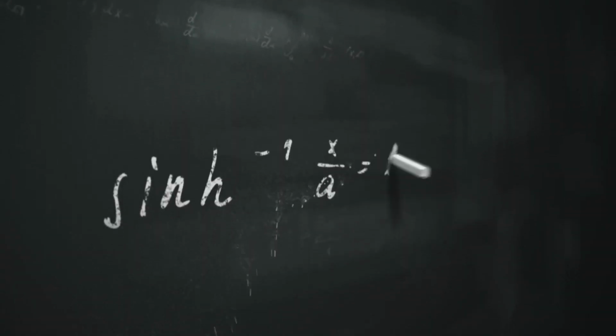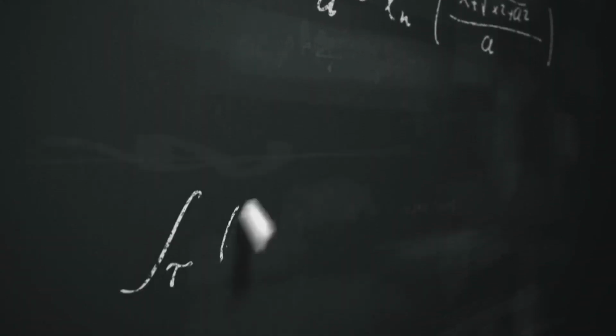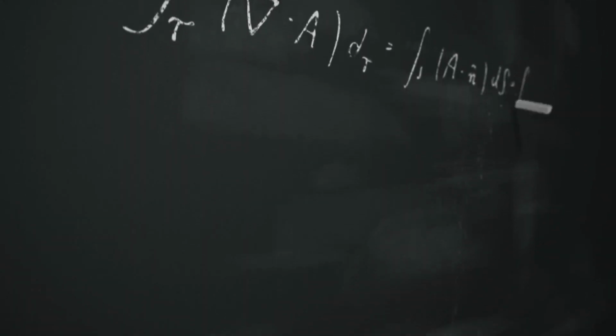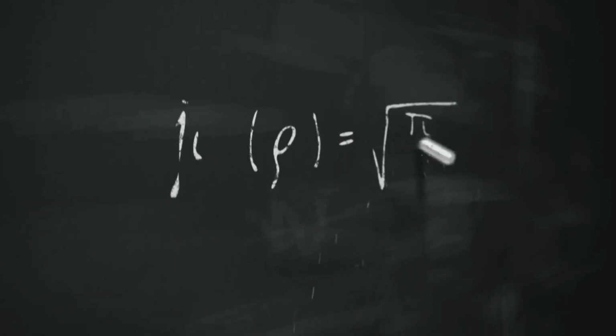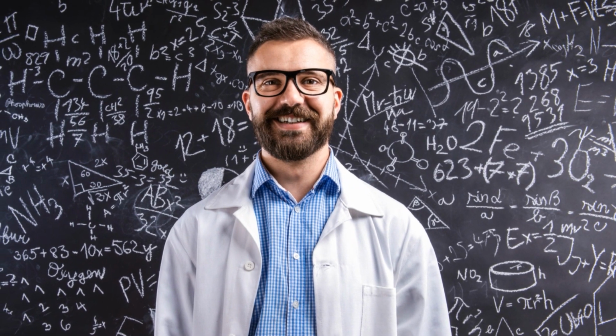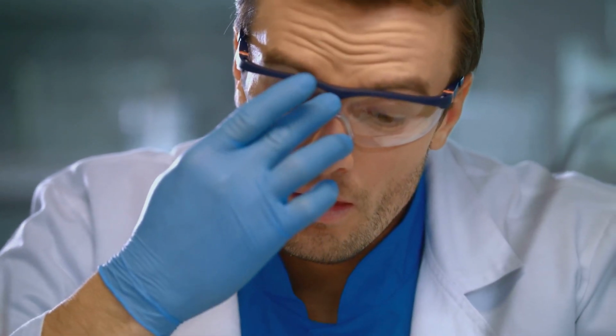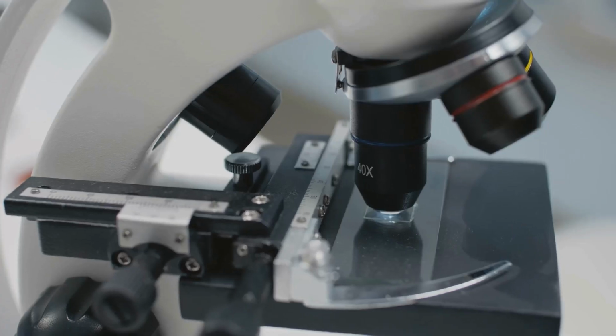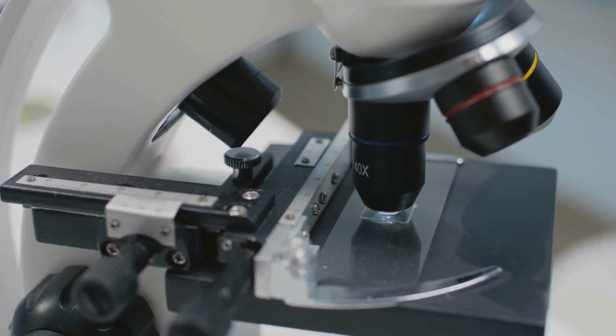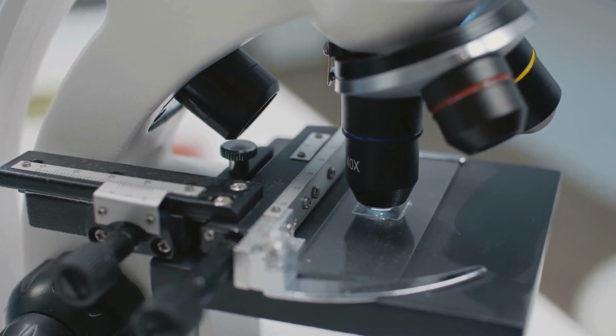One of the most profound and unsettling principles of quantum mechanics is Heisenberg's uncertainty principle. Formulated by Werner Heisenberg in 1927, this principle states that we cannot simultaneously know both the position and momentum of a particle with perfect accuracy. The more precisely we try to measure one, the fuzzier the other becomes. This isn't a limitation of our measuring tools, it's a fundamental property of the quantum world.